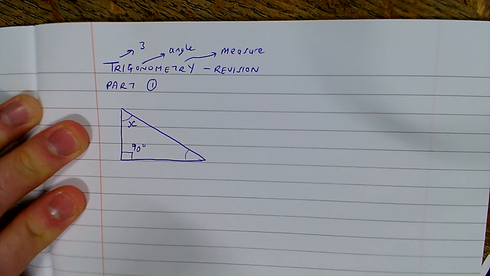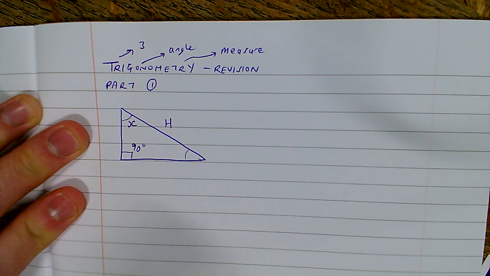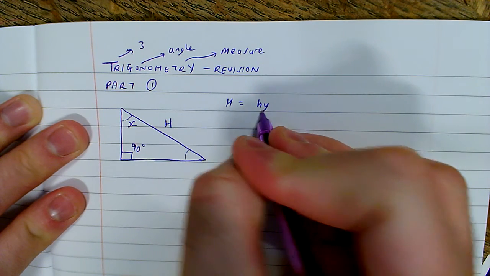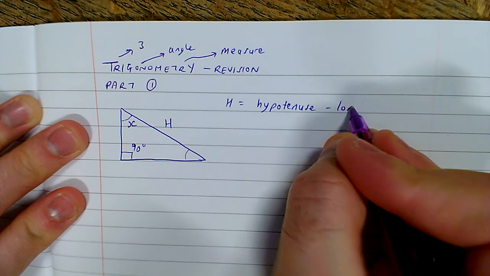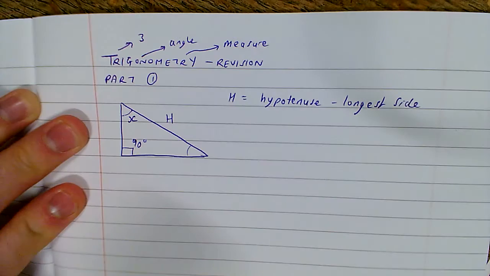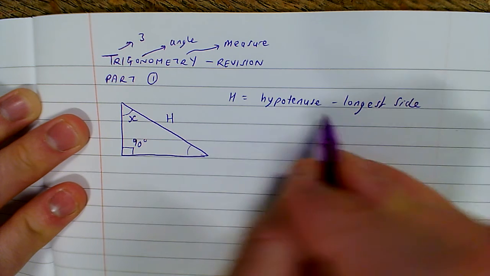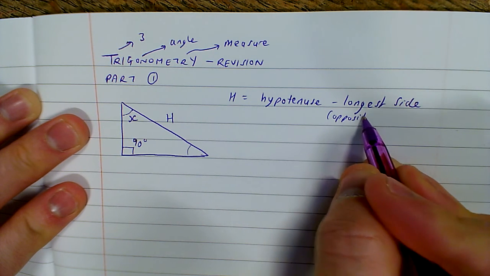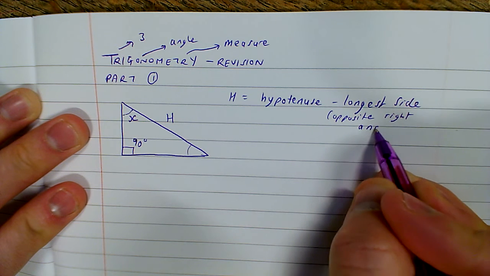Now, this side is called the hypotenuse. That's because it's the longest side. So H is the hypotenuse, and that's the longest side. We can see by observation that it's the longest. It's also opposite the right angle as well. The longest side will always be opposite the right angle.